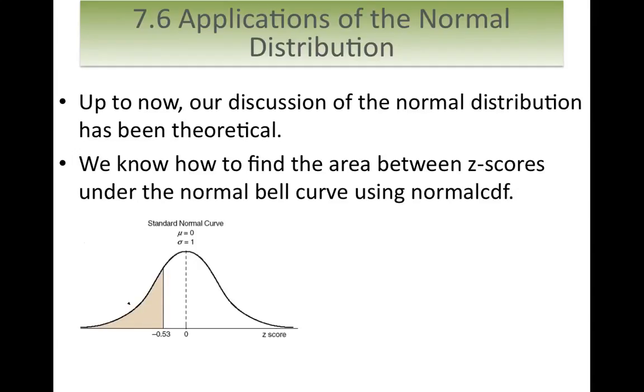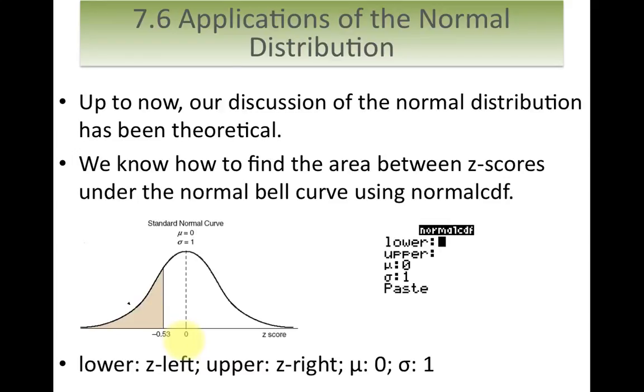Okay, so we can look at this picture and recognize that the lower z-score is negative 100,000 for negative infinity. The upper z-score is negative 0.53. The mean is 0. The standard deviation is 1. And we could find out the area that's shaded in here.